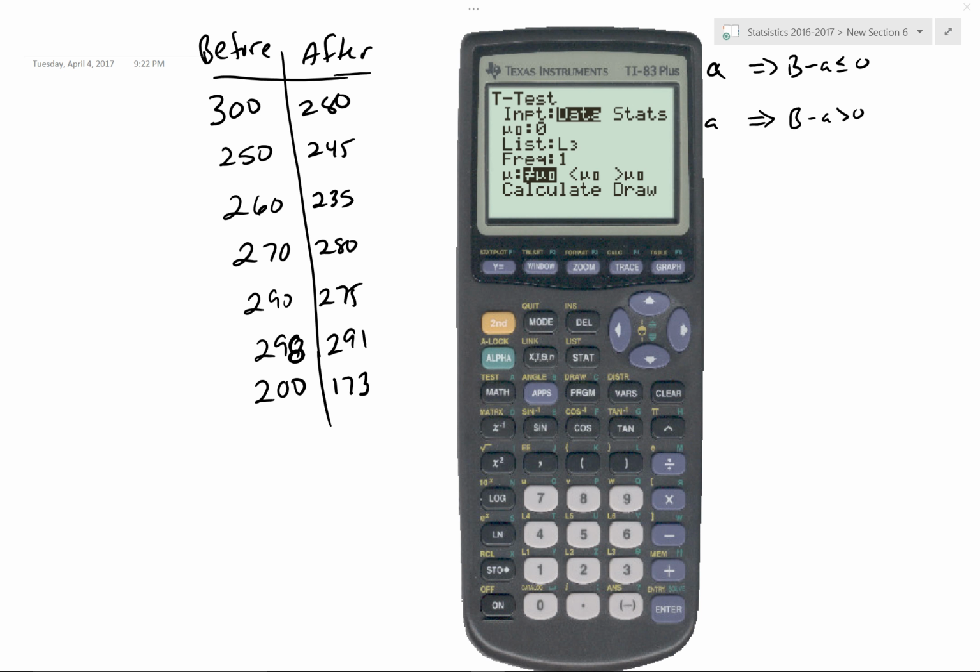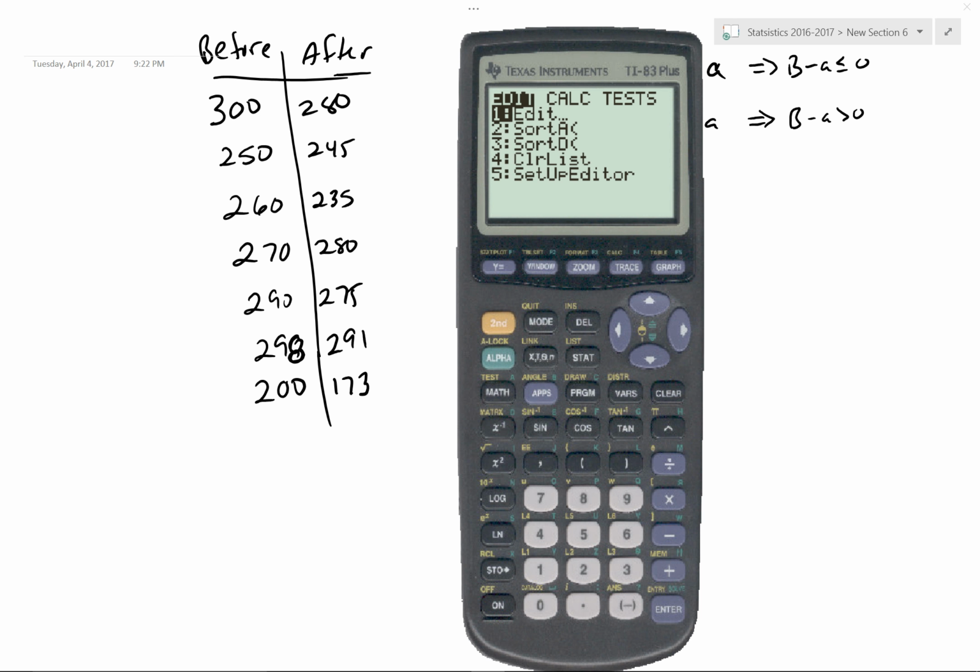So those are the differences. They're in list 3. Okay? And we're saying that the hypothesized difference is 0. That's, again, according to the null hypothesis. Now come down here. We want this to be an upper tailed test the way I have it drawn up. So we get a t-value of 2.57, and 0.02 is our p-value.